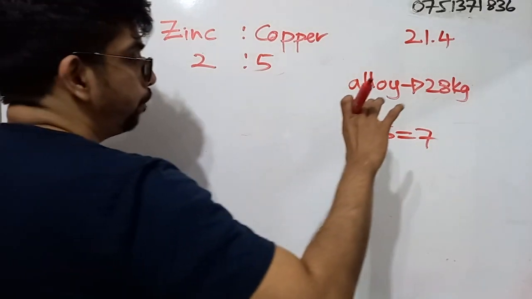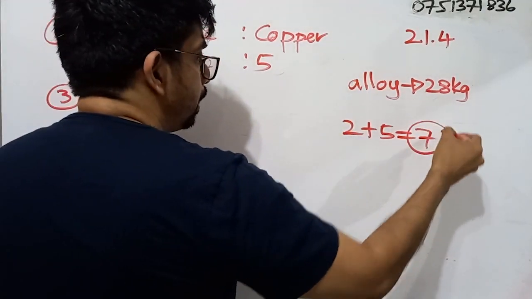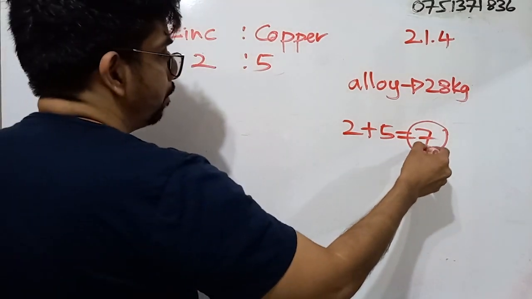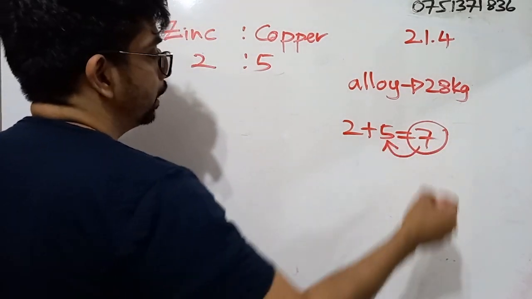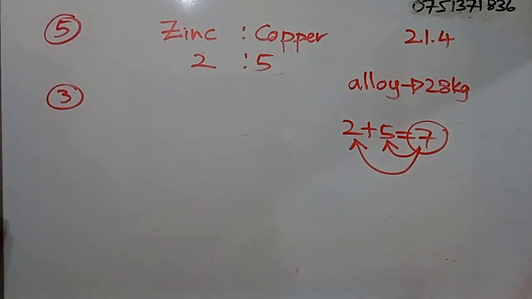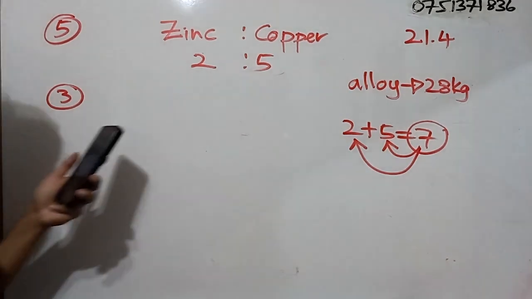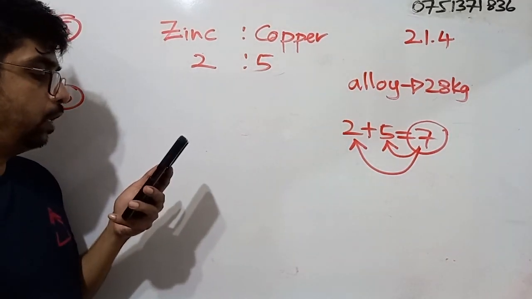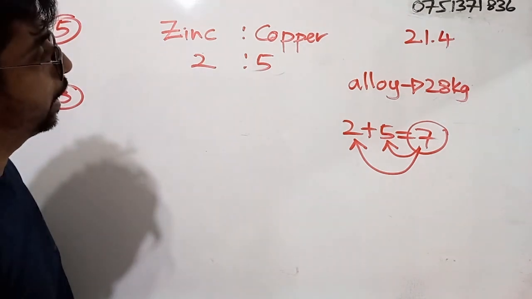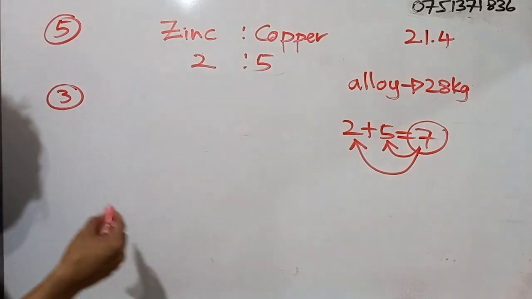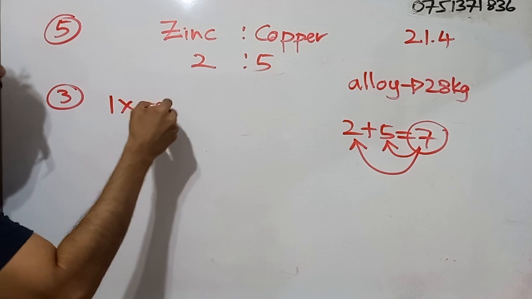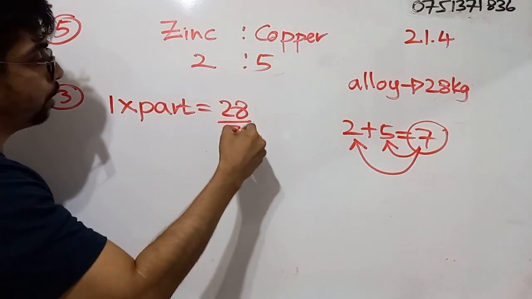Now, out of those 7 equal parts, 5 parts are copper and 2 parts are zinc. In the question they are asking, find the mass of copper in 28 kilograms of alloy. So we need to calculate the amount of copper. First we need to calculate the value of one part. Value of one part, that means what? 28 we have to divide by 7.